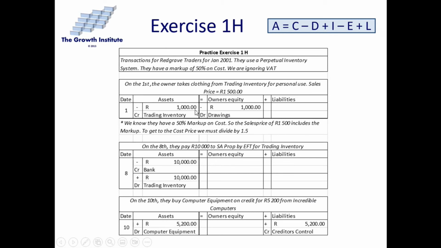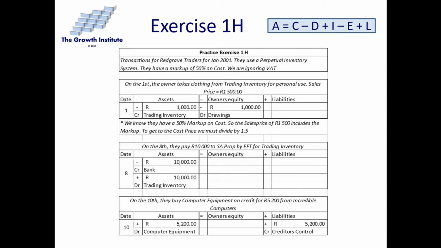What is happening here? It does not create a liability, but we know that our owner's equity is going to decrease because there will be less stock in the company. It's going to decrease by the same amount, and we know that the account that is affected is the drawings account. He takes clothing, so it's a drawing, and that is going to show on the debit side.